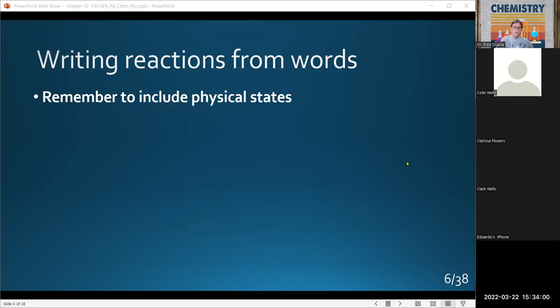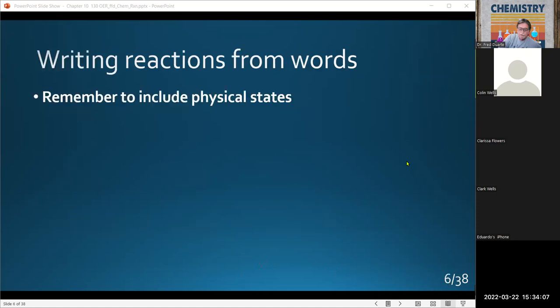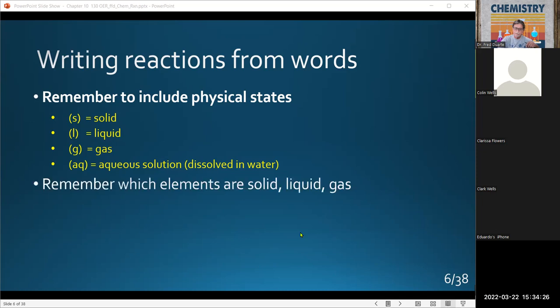Anyway, as I stated, we gave you the formulas here, but again, you could be getting questions in a sentence, and you need to convert this sentence into a chemical reaction. In doing this, don't forget to include the physical states of solid, liquid, gas. Aqueous solution, aq, is the material dissolved. And remember, if you're working with the elements, which ones are solids, which ones are gases, which ones are liquids.